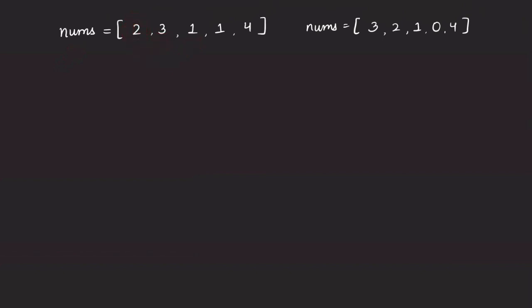Initially you are positioned at the first index, basically at the 0th index, and you need to tell whether it is possible to reach the last index of the nums array or not. If it is, then you need to return true, otherwise false, right?